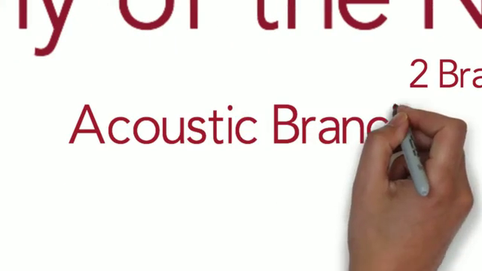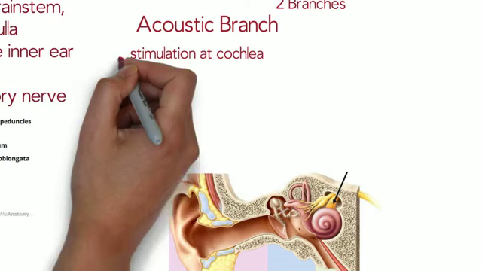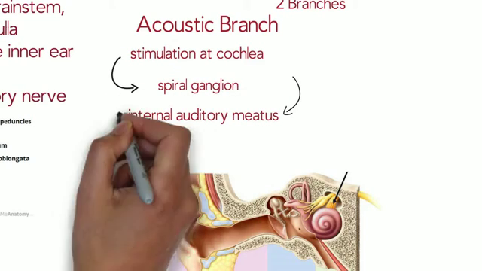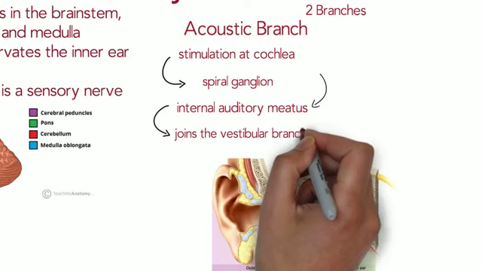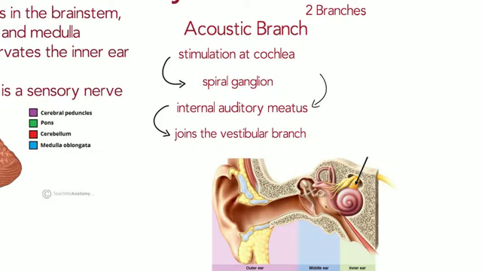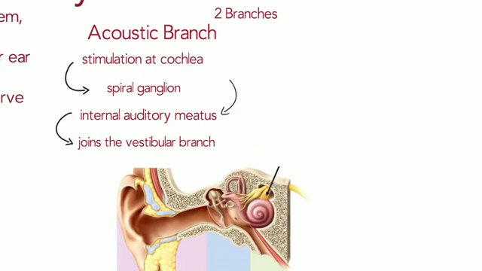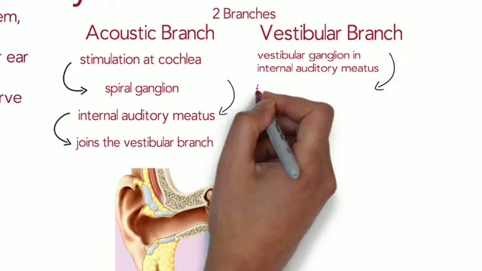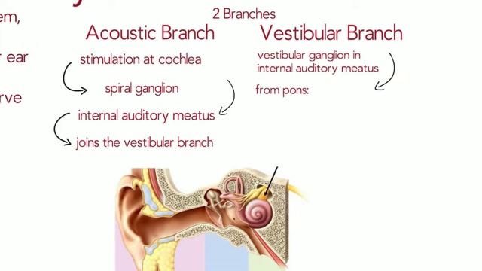The acoustic branch brings information from the cochlea to the spiral ganglion, a collection of nerve cells stimulated by the sense of hearing. Through the internal auditory meatus, a portal in the temporal bone where the acoustic branch finally joins the vestibular branch of the nerve.